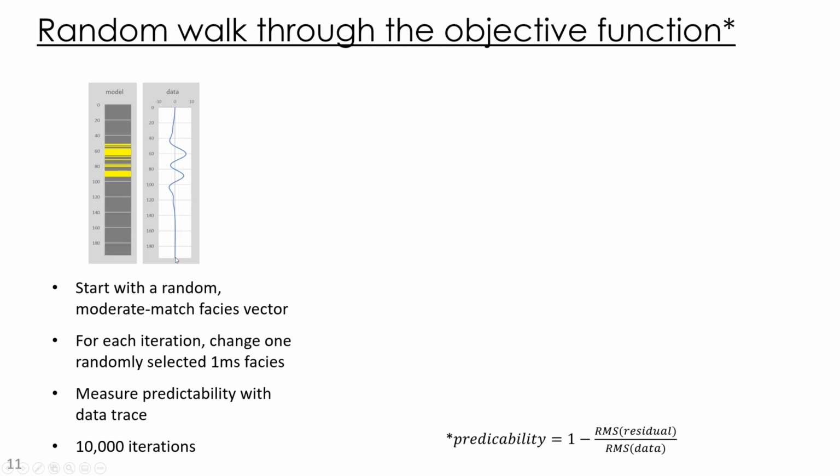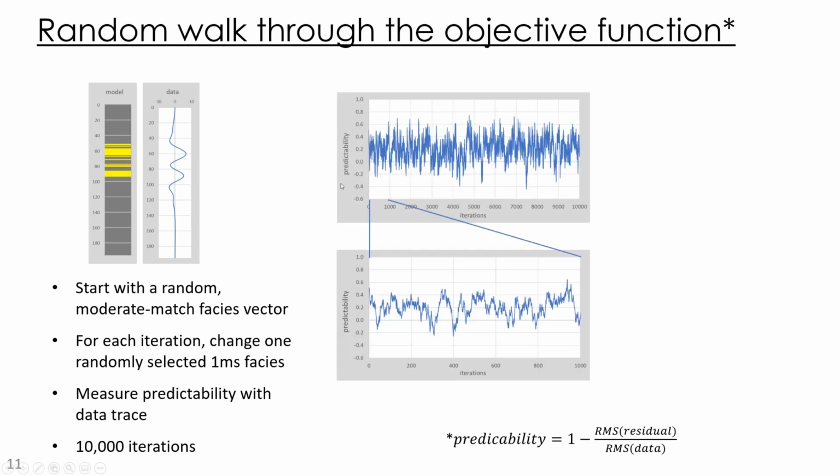Then I pick a random facies vector, nothing to do with the model, just completely random, create its synthetic, and measure the predictability between the synthetic and the data trace. Then I flip one facies sample, one millisecond sample. This is a 50 millisecond facies vector sampled at 1 millisecond, so that's the smallest step I can possibly make. I repeat that 10,000 times, and this is what you get.